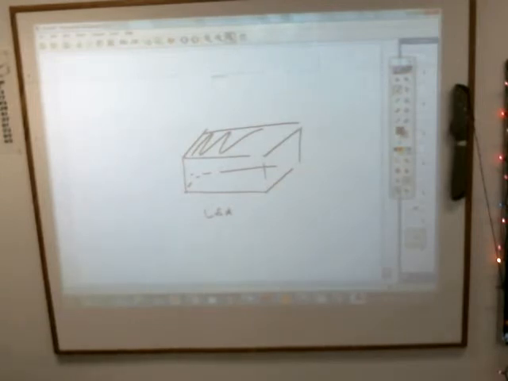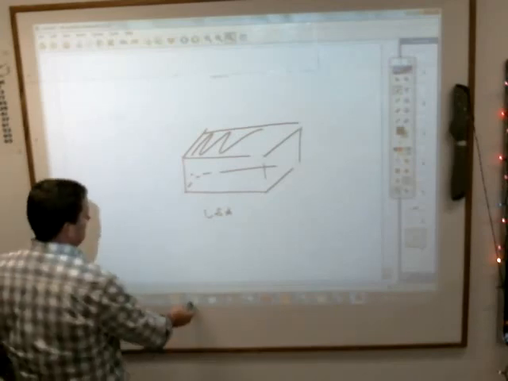Kendall! For our homework, do we have to write down like 1, 2, 3, 4, 5, 6, 7? You can use the formula if you like, but you certainly want to sketch the problem. What's that?